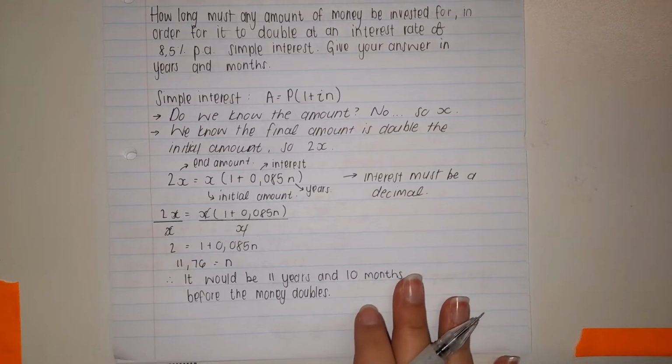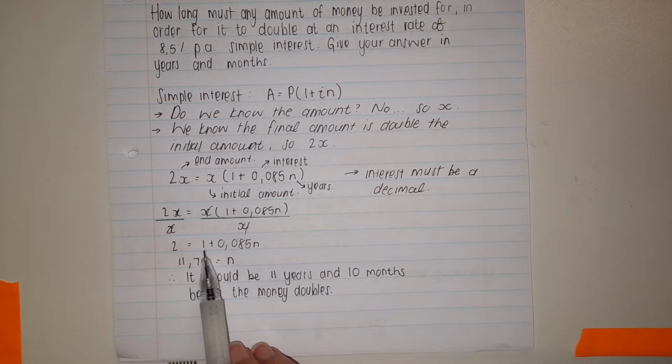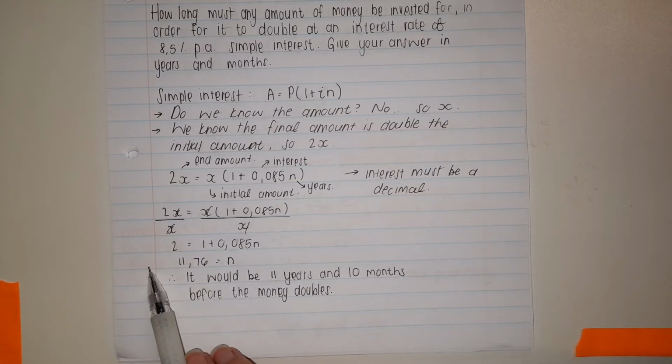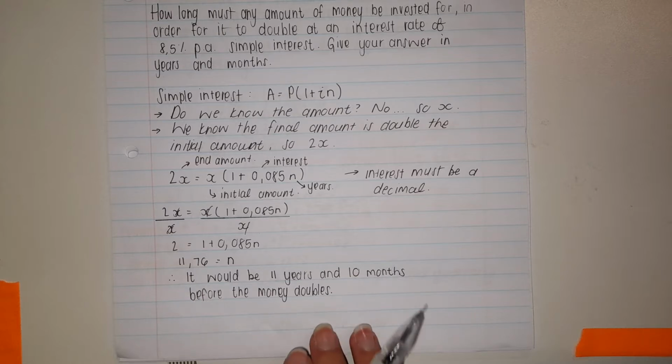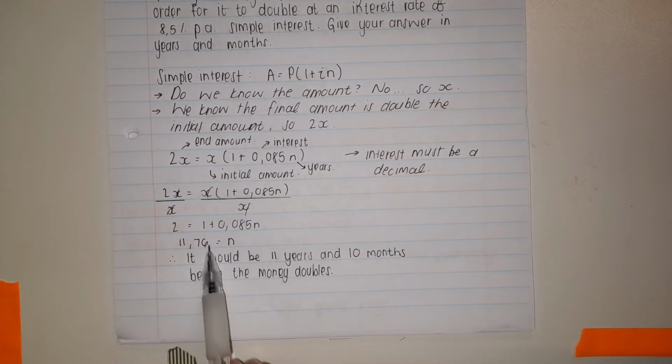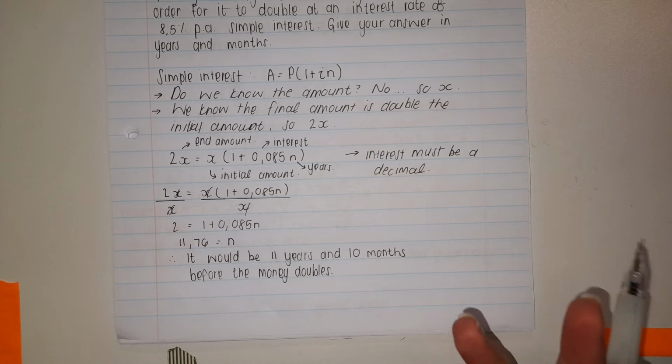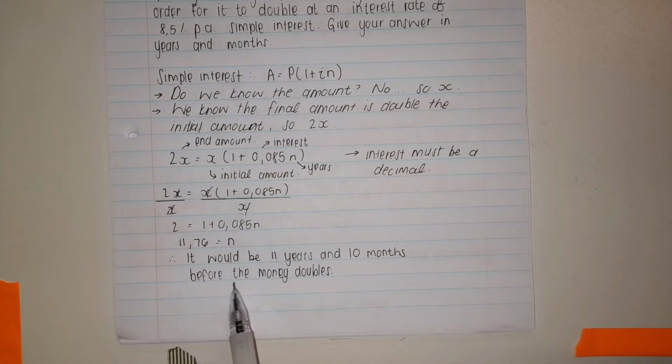Perfect. Now I am left with 2 equals 1 plus 0,085n. To get the n separate, I'm going to take the 1 over and divide by 0,085. Then we get n is equal to 11,76. Now, to find what 0,76 is, I'm going to multiply 0,76 by 12 to see how many months that is. So we get that it would be 11 years and 10 months before the money doubles.